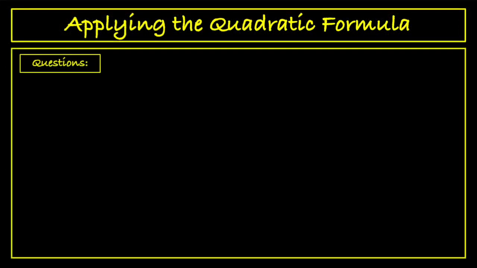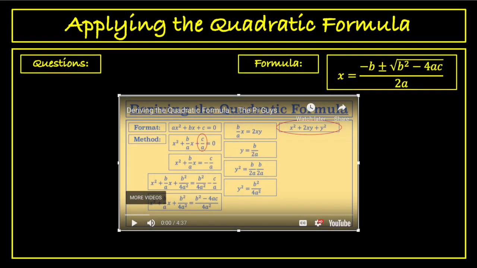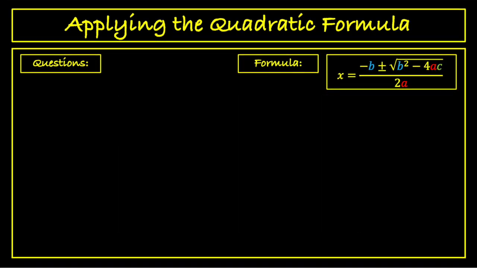We will be walking through some questions which can be solved by the quadratic formula, which is negative b plus or minus the square root of b squared minus 4ac, all over 2a. If you are unsure of how we know this result, click the link in the description for our video on deriving the quadratic formula. In this formula, we see three distinct pronumerals, which are a, b, and c.